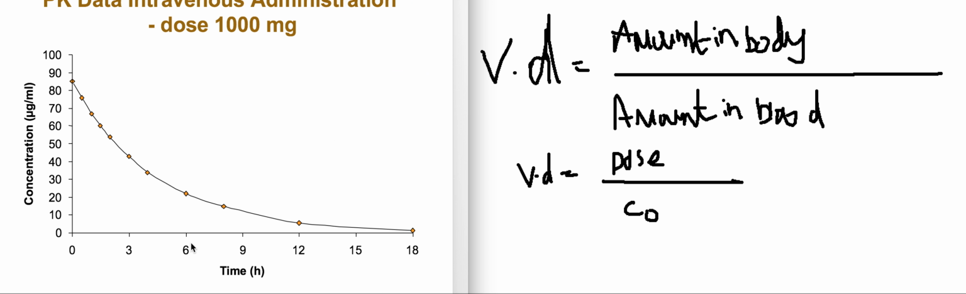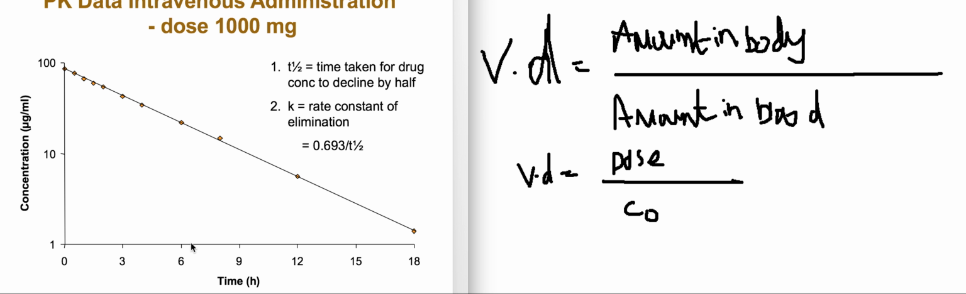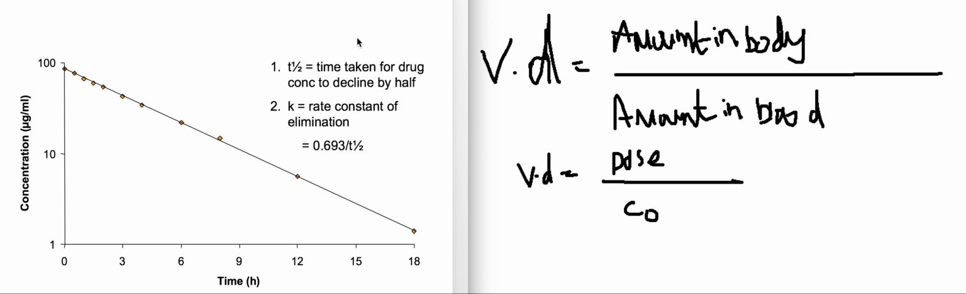So, skipping through all of this, what we want to now look at is something known as drug administration. Drug administration is shown here. Now, as you can see here, half-life is the time taken for drug concentration to decline by half, and K is the rate constant of elimination.